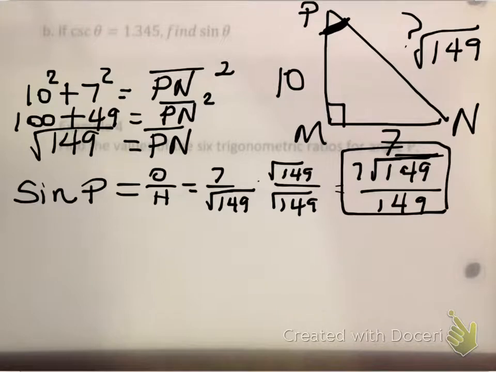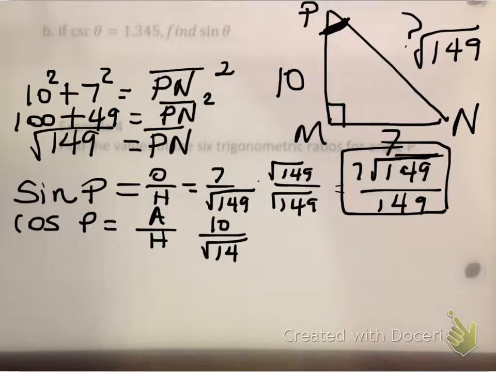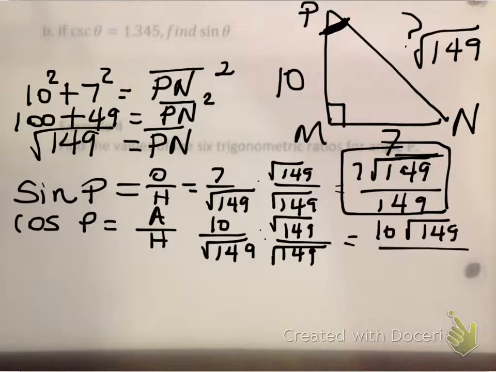Okay, let's keep going with this. We have cosine of P, which is adjacent over hypotenuse, is our SOHCAHTOA. Adjacent is 10, and hypotenuse is rad 149 under a rad. We can't have a rad, so we have to multiply by rad 149 over rad 149 to get rid of that radical. And that leaves me with 10 rad 149 over 149. Even though that's a crazy answer, that's our answer. We can't do anything to reduce that.